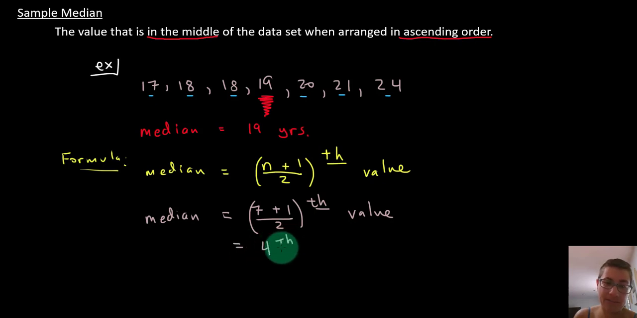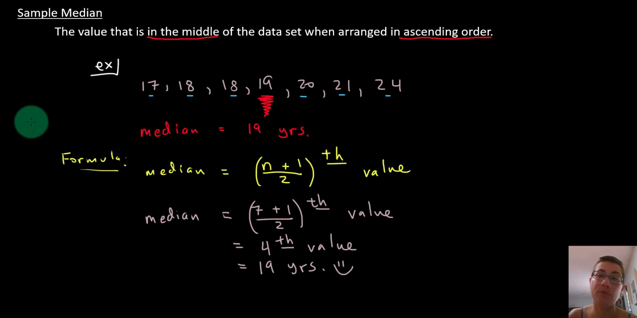Now the answer is not 4. The answer corresponds to the fourth value when arranged in order. As mentioned, 1, 2, 3, 4. The fourth value corresponds to 19 years, and we are happy as clams.